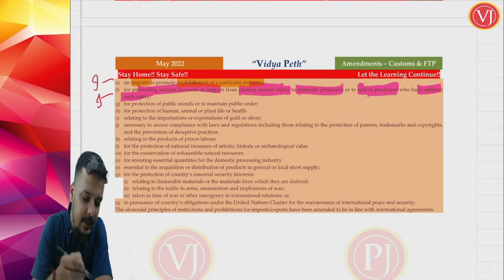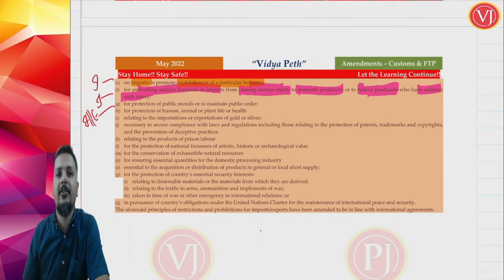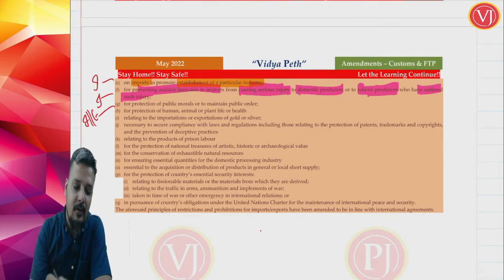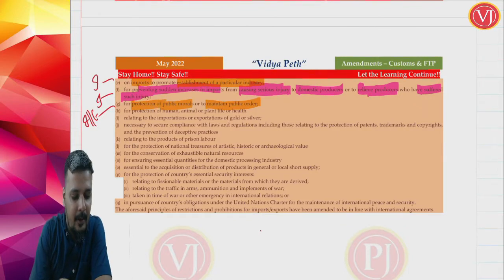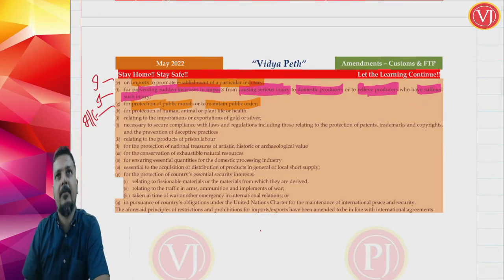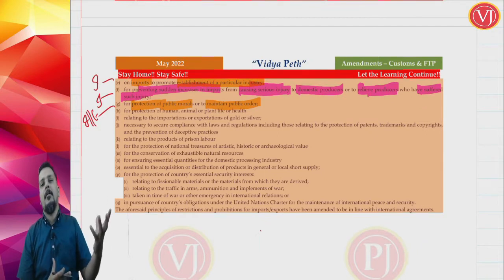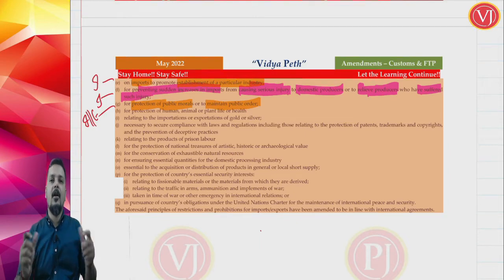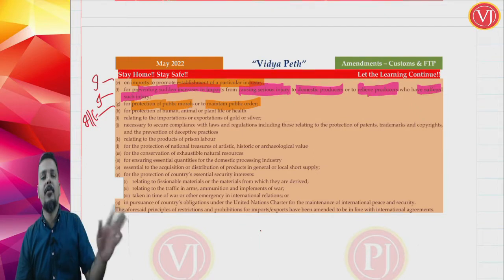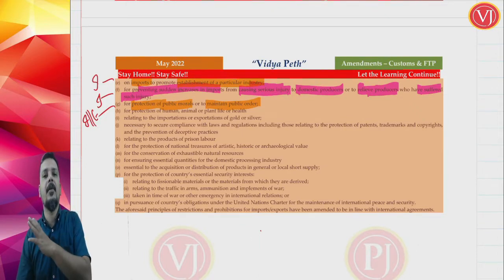The next point is both for import as well as export. This next point, in relation to prohibition or restriction, is both for import and export, for protection of public morals or to maintain public order, right? So if the government intends to protect public morals or to maintain public order, say for example, import from China or import from Pakistan or export to Pakistan is not having any kind of lucrative business for the government. Moreover, it is causing problems with the public.